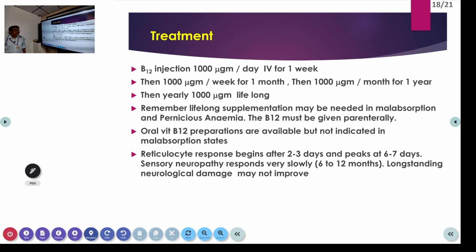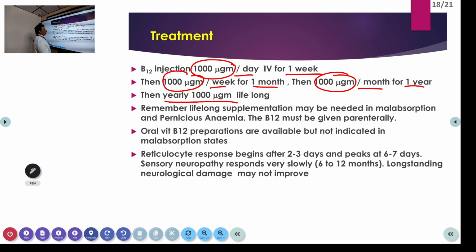So B12 injection, there are some different regimens given in different books. One of the easiest regimens will be you give 1000 microgram per day IV for 1 week. Then 1000 microgram per week for 1 month. Then 1000 microgram per month for 1 year. Thereafter, you have to give yearly 1000 microgram, and you have to check the B12 levels always. Okay, we can try to give oral tablets, but sometimes it will not be absorbed.